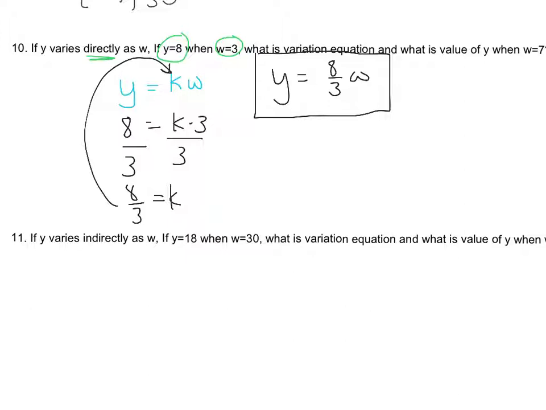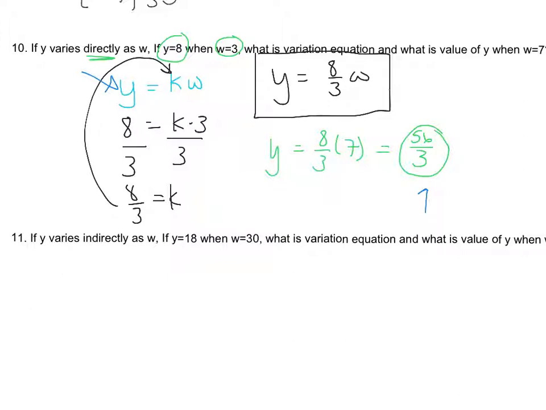So now the problem says, what is y when w is 7? Well, that's super simple. We just plug in 7. So it's going to be 8/3 times 7. 8/3 times 7 is 56/3. So these problems all work very similar. A lot of people will try to skip from this step all the way to the end, but it's very important that you find the k, you find the equation, and then you plug it in to find your value.